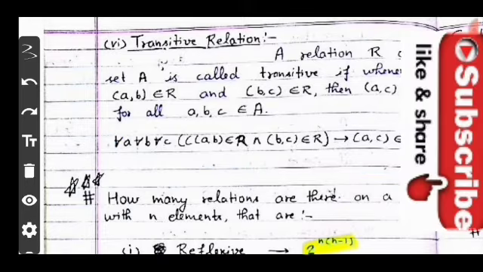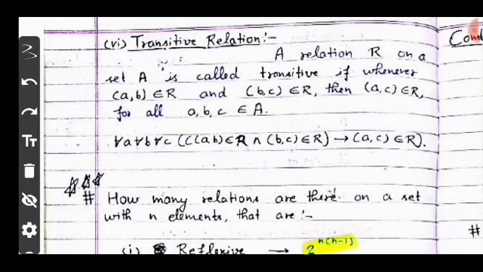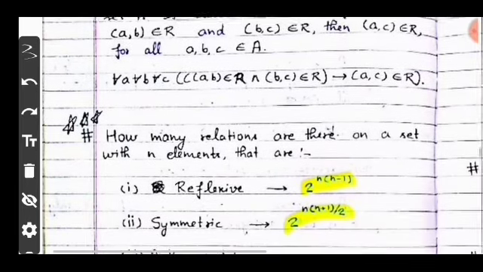Now move on. A very important question asked in GATE with respect to properties of relation: how many relations are there on a set with n elements that are reflexive?